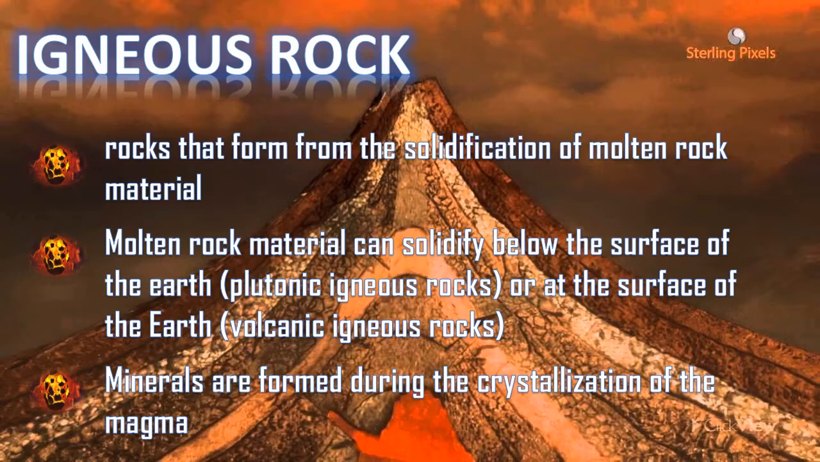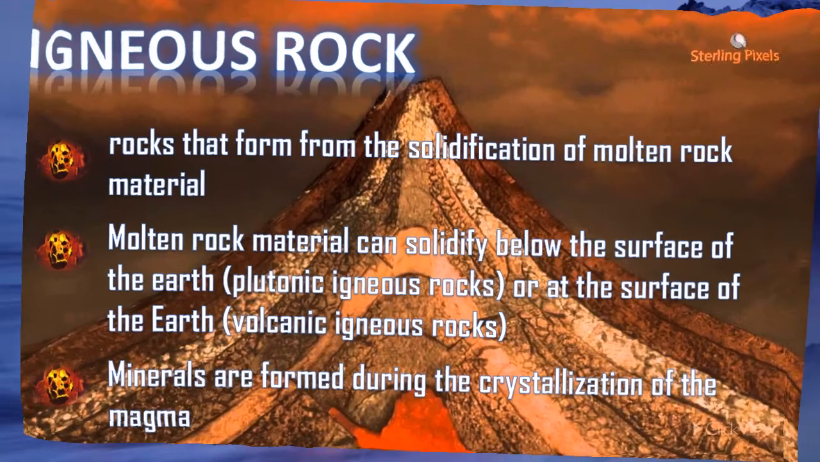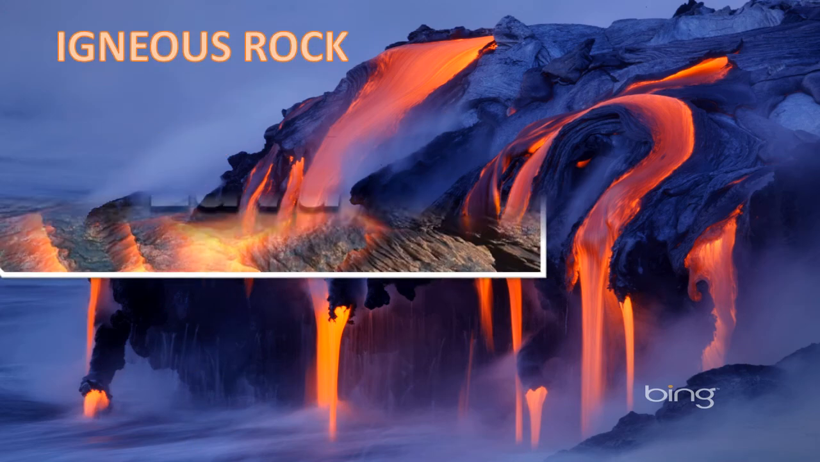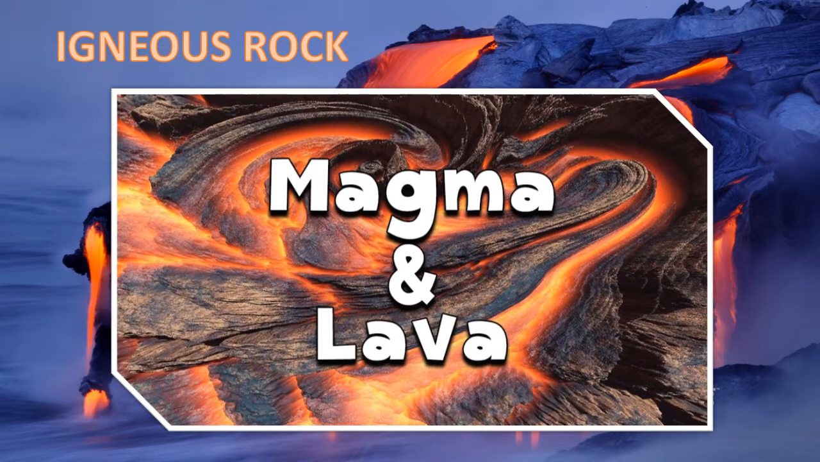So let us discuss the difference between a magma and a lava. Since we're discussing igneous rocks, which are the byproduct of volcanic eruption. So when we say magma, this is the byproduct of volcanic eruptions below the surface of the earth. While lava is the byproduct of volcanic eruption at the surface of the earth.